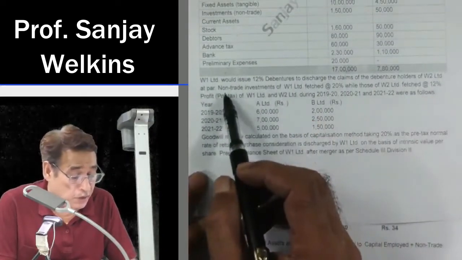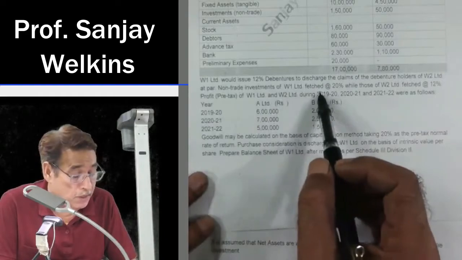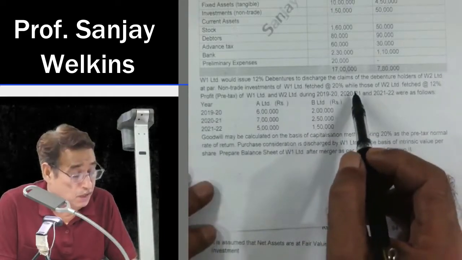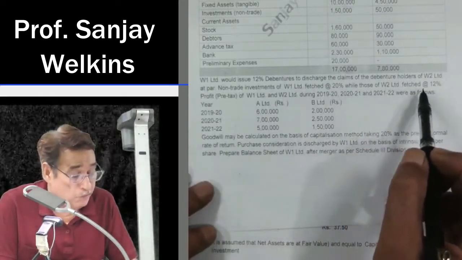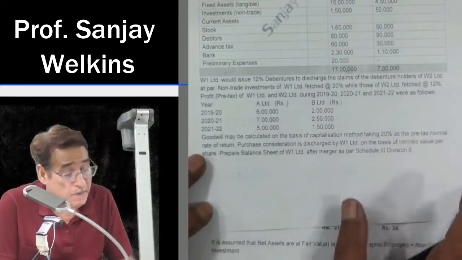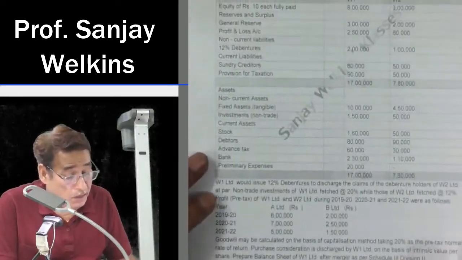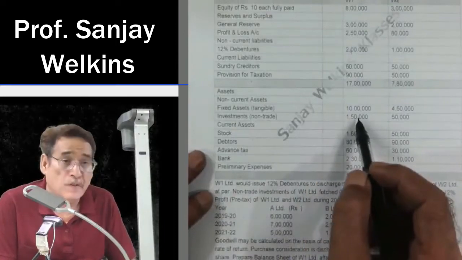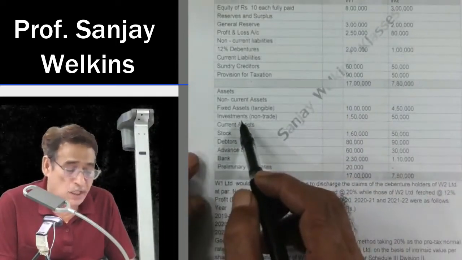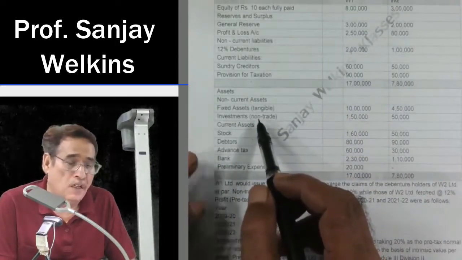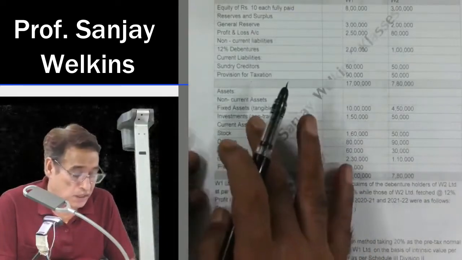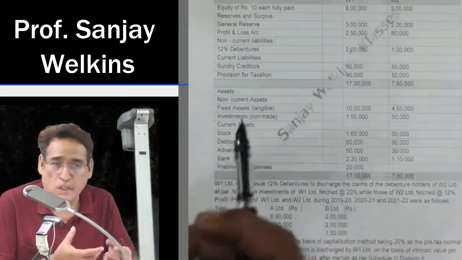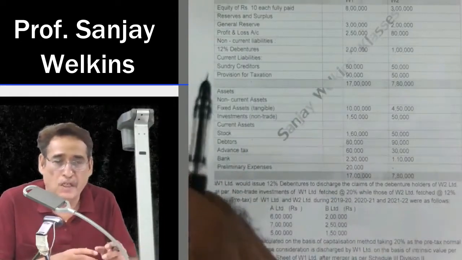Further, we have been given that non-trade investment of W1 Limited fetched 20%, while those of W2 Limited fetched 12%. What does it mean? You have been given investment. Even though I have written here non-trade, remember one thing, whenever investments are given in a balance sheet, it always means non-trade. Why does it mean non-trade?